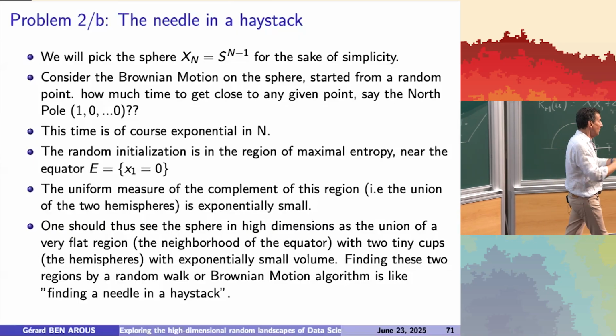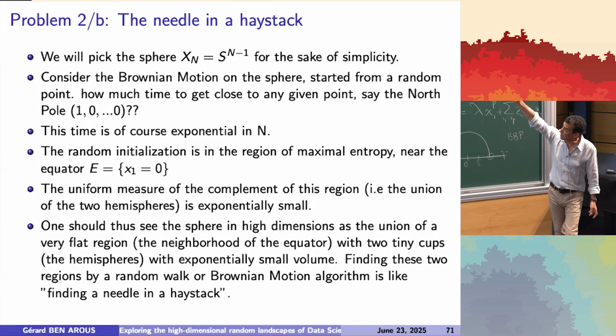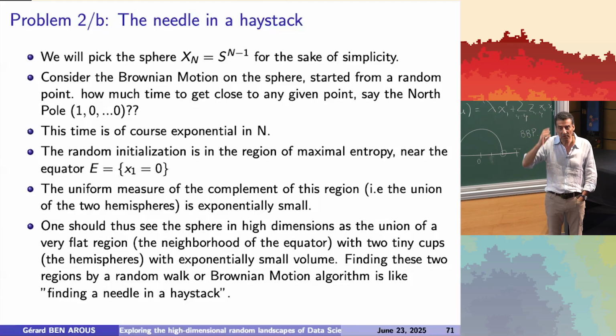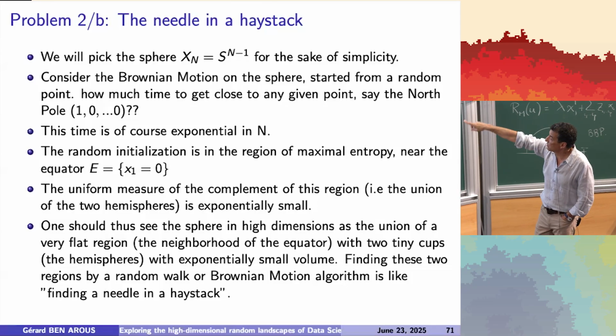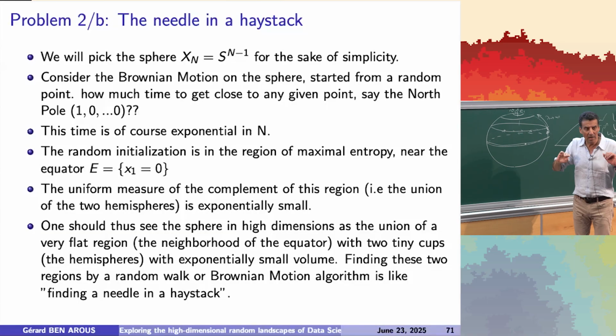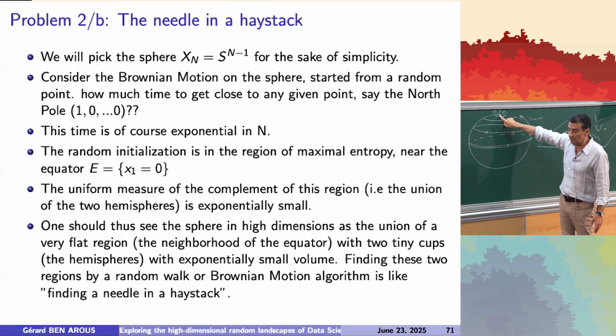Normally the needle in a haystack is done on a cube, but here I will do it on the sphere. So you pick the sphere, you take the simplest possible exploration, random exploration, let's say by Brownian motion. If you want to think of it on the cube, a random walk would be the same. So you start from a random point, and what you want is to get to a given point, let's say the North Pole, 1, 0, 0, 0, 0. Here there is no signal, no complexity, the landscape is just flat. You start at random and you want to know how much time it takes to come to the North Pole.